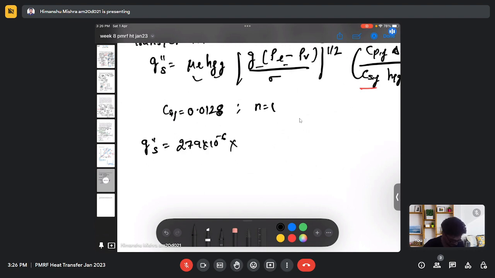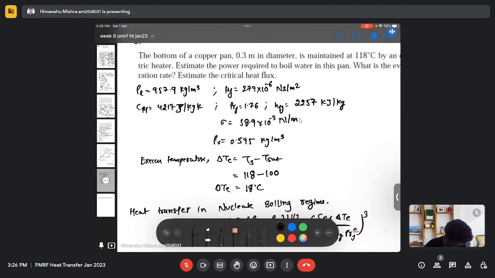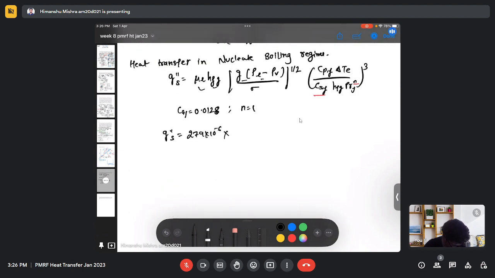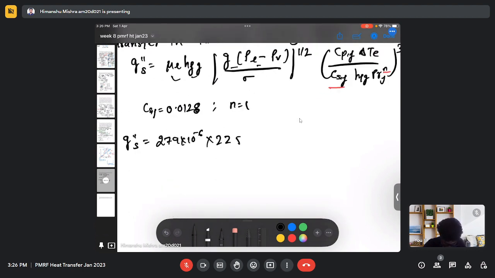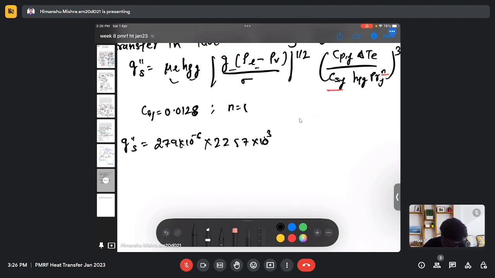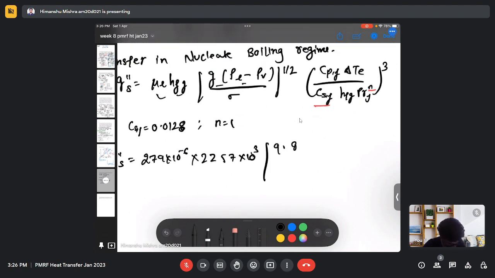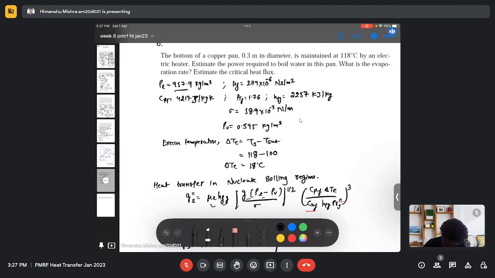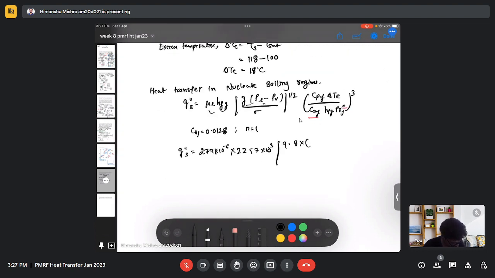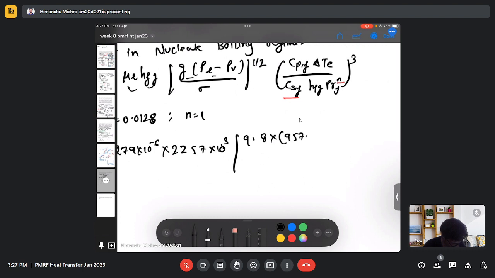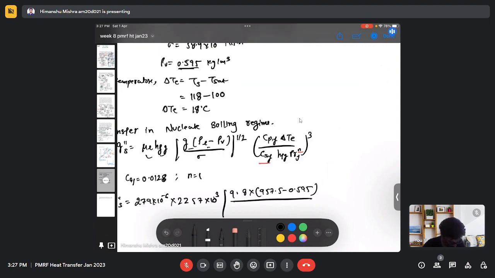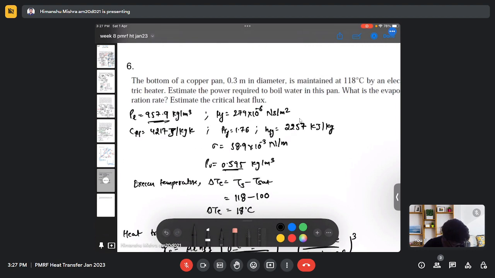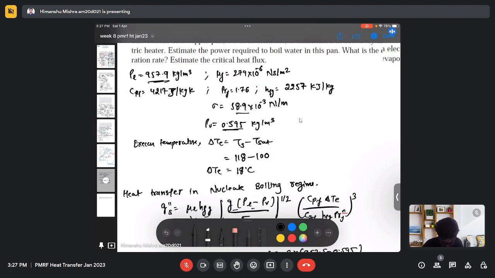This is my dynamic viscosity. My latent heat of vaporization is 2257 in kilojoule per kg. My liquid density is 957.9 and my vapor density is 0.595. And my surface tension coefficient is 58.9 × 10^-3.